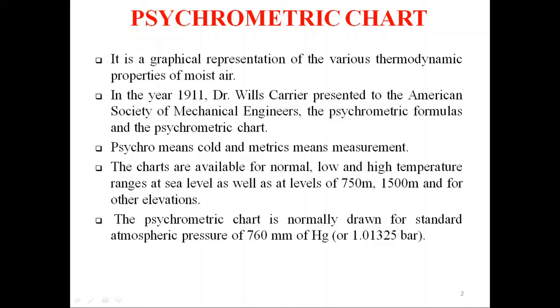The charts are available for normal, low and high temperature ranges at sea level as well as at levels of 750 meter, 1500 meter and for other elevations. The psychrometric chart is normally drawn for standard atmospheric pressure of 760 mm of Hg, or we can say 1.01325 bar.